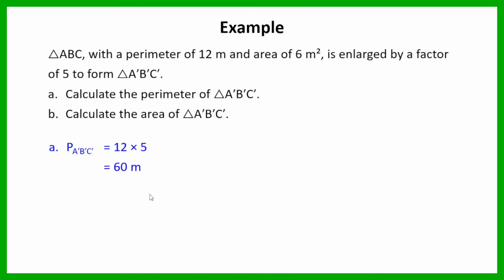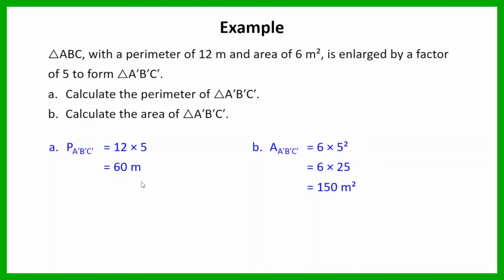Now we're going to go on and work out the area of A prime, B prime, C prime. Okay, and in order to work that out, we need to now take the area of the original triangle and multiply it by not just the factor, so it's not just 5, we're going to multiply it by the factor squared. Remember, when we're working out the area of a shape that has been enlarged or reduced, we multiply the original area by the factor squared. So we multiply by 5 squared, which is the same as multiplying by 25. And that is going to give us 150. And then the unit of measurement is meters squared.